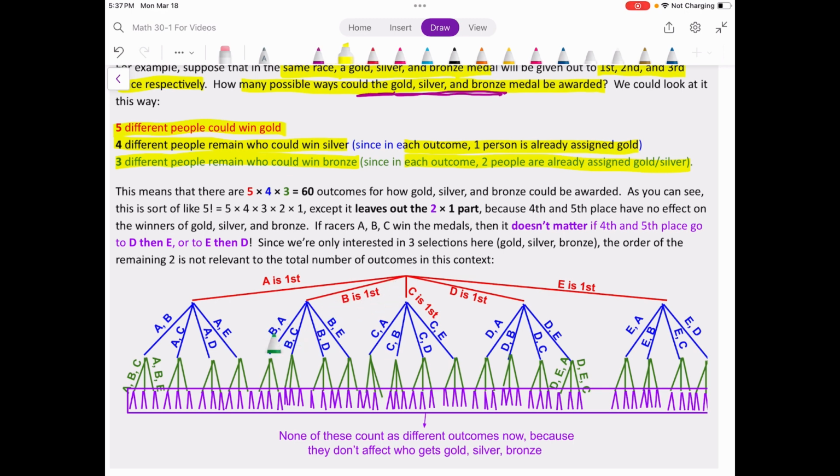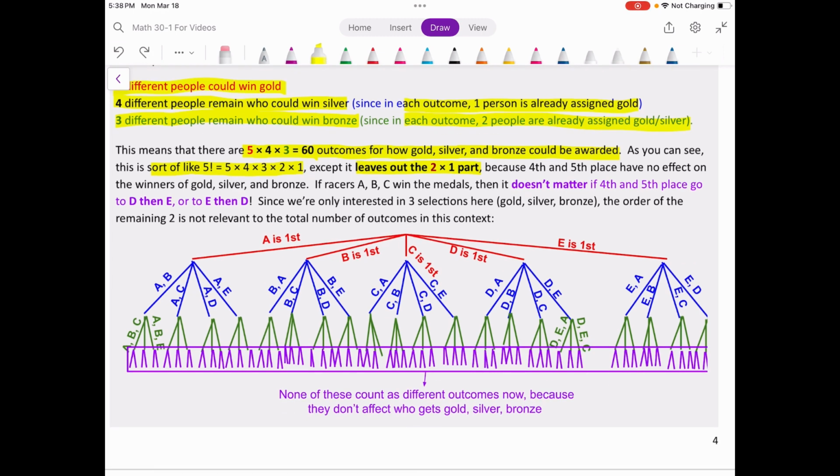For that outcome, there's 4 people who could win silver. And for each of those 4 people who could win silver, there will be 3 people left who could win bronze, right? So using the fundamental counting principle, there's going to be 5 times 4 times 3, which is 60 different outcomes for how gold, silver, and bronze could be awarded. So you can kind of see this is sort of like 5 times 4 times 3 times 2 times 1, right? It's sort of like 5 factorial, but it's leaving out the 2 times 1, right? It's like 5 factorial if we took off the 2 times 1 part, right?